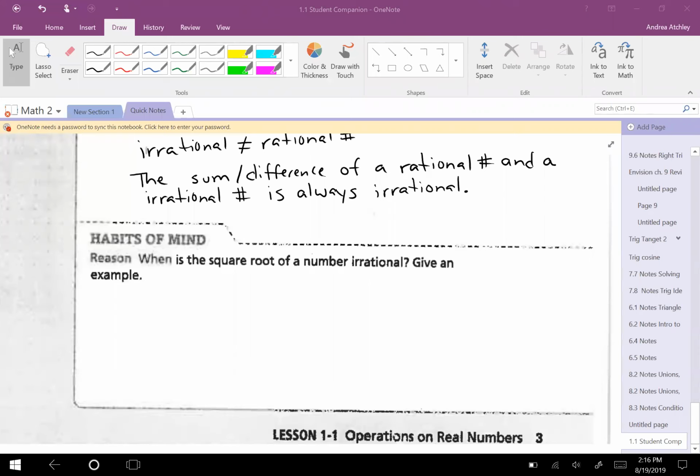Okay, Kenneth, when is the square root of a number irrational? Okay, so when the decimal, okay, that's true, that's an irrational number, is a never-ending decimal and it doesn't repeat. Anyone else have a good way to know when that's going to occur? So when will that occur? When will a square root continue on forever? Jacob.